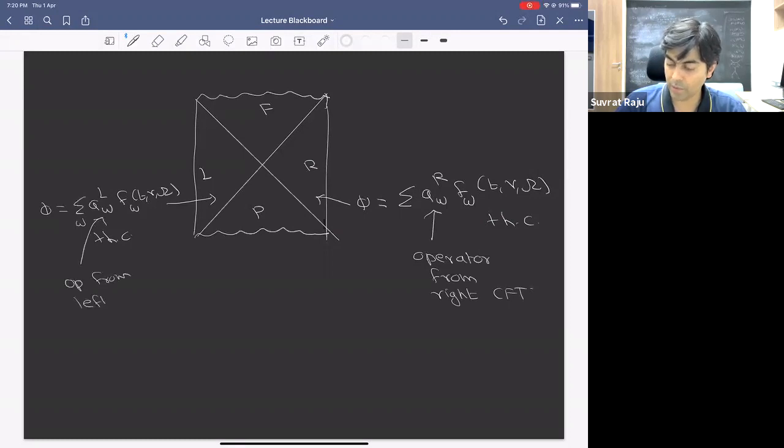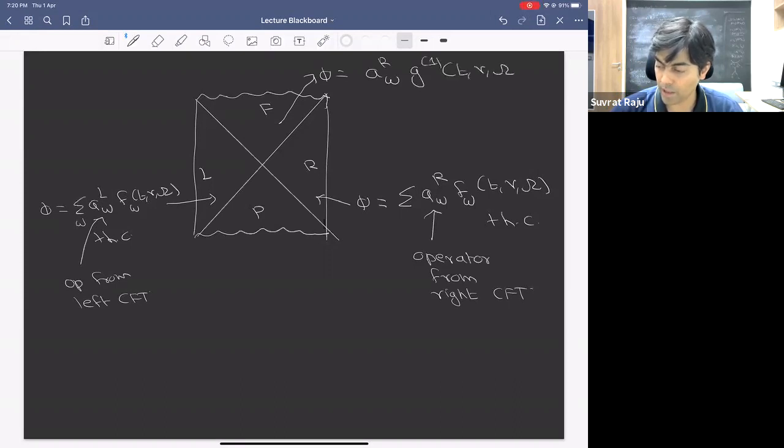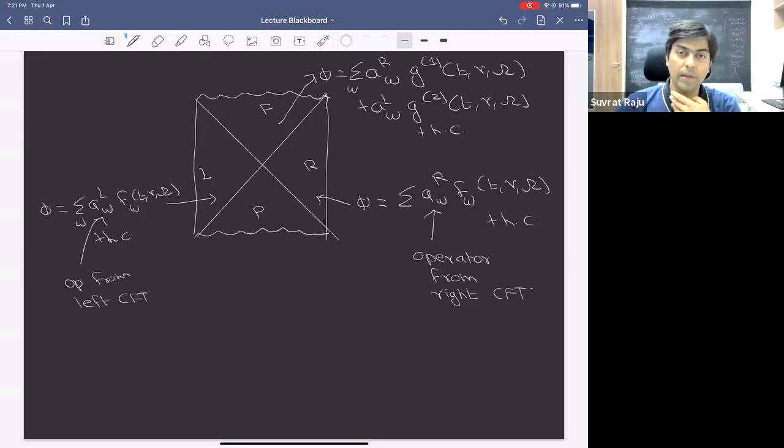And then people would say, well, in the forward wedge, you now have operators both from the left CFT and from the right CFT. So here we will write down phi is equal to A_R omega times some function G1 times T_R omega plus A_L omega times G2 of T_R omega. Okay. So here is our expansion for the forward wedge. So you take the left operators and the right operators and you write down the sum, and that's our expansion.